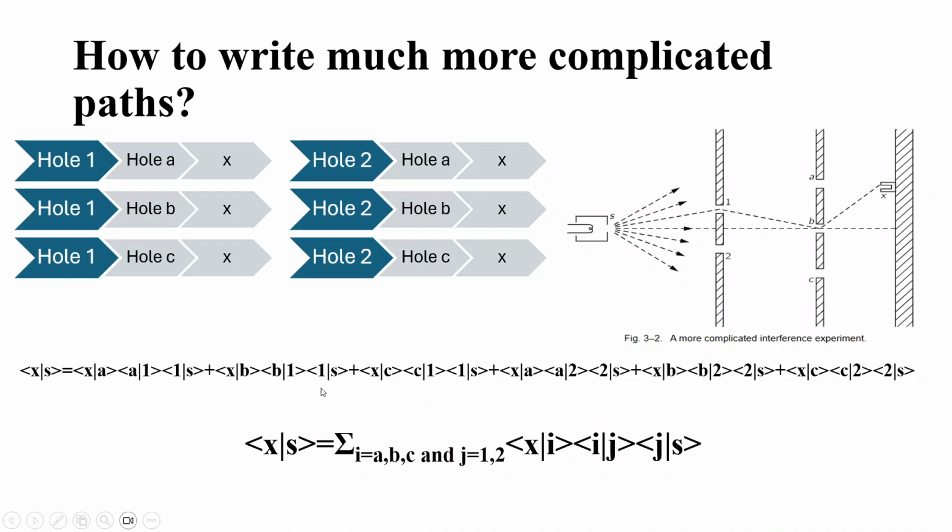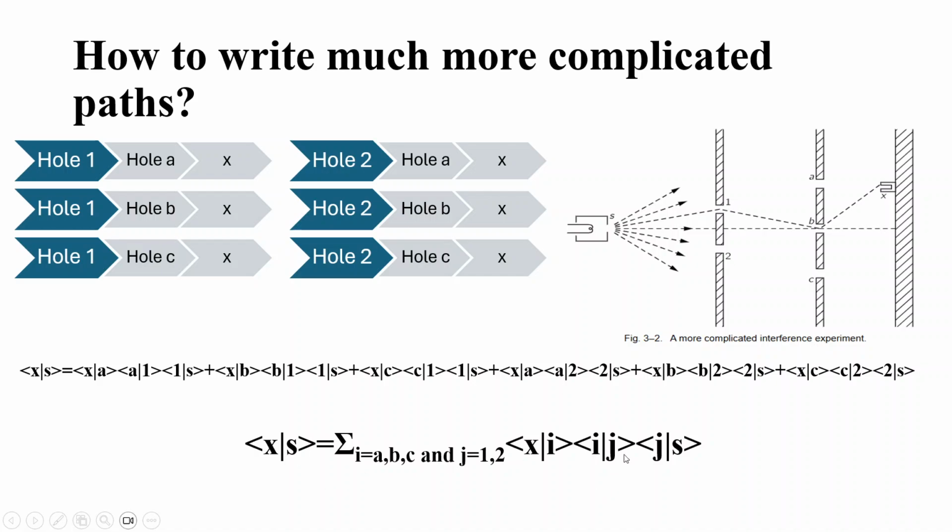Okay, for these complicated paths, you can just check it out. For this condition, we are going from source to 1, then 1 to hole A, then hole A to X. Now for the second condition, source to 1, hole 1 to B, then B to X. You can check it if you want to check.